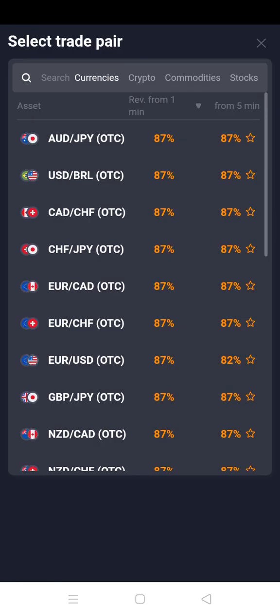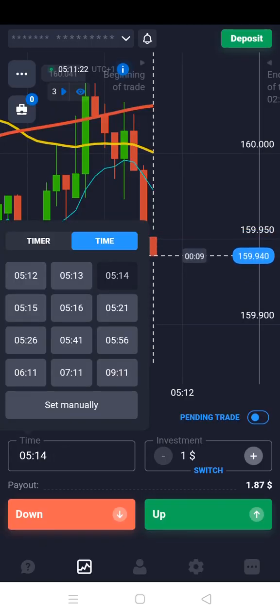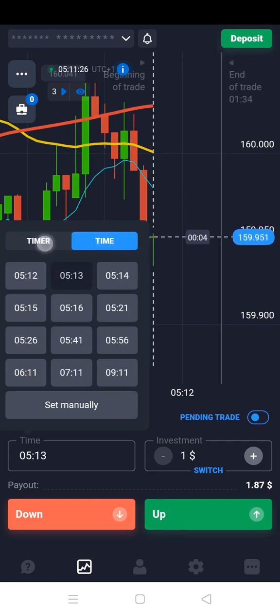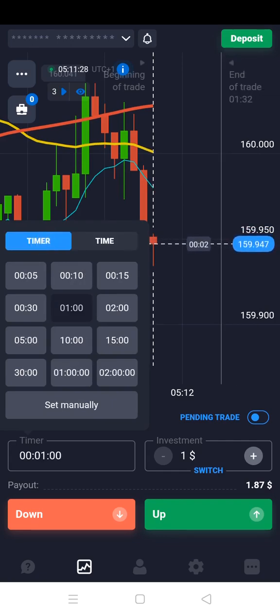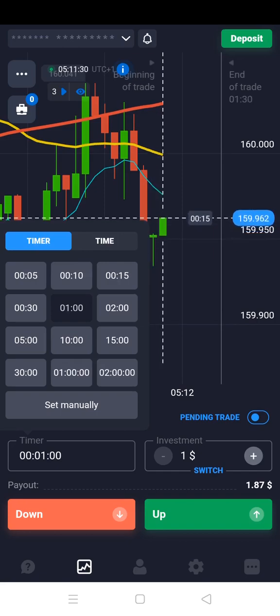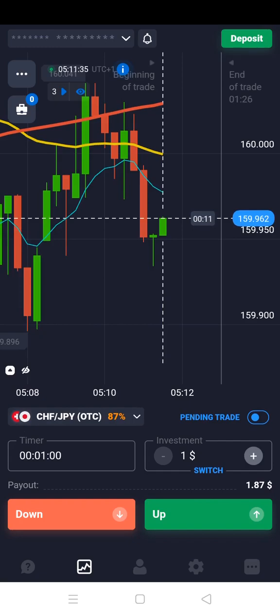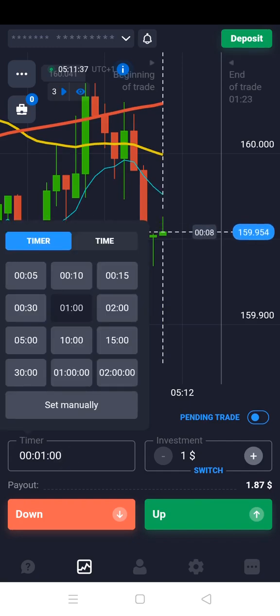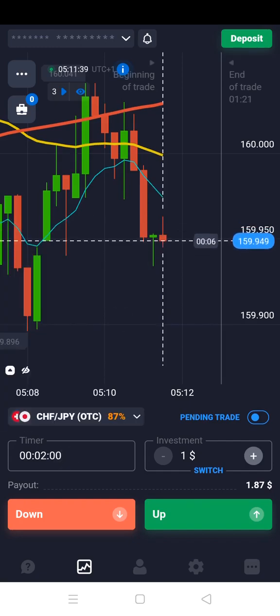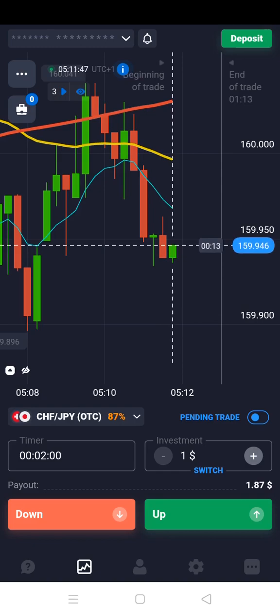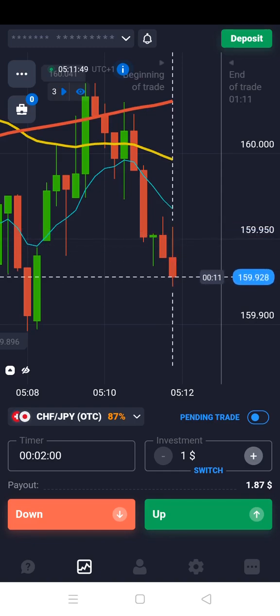But for OTC market, we have the timer, okay? And for OTC, you can use both timer and time for your trade. So we have the timer, which is specific. So if I choose 1 minute, it means my trade will run for 1 minute before I either win or lose. If I choose 2 minutes, it means my trade will run for 2 minutes before I either win or lose. So that's just what the timer and the time signifies.